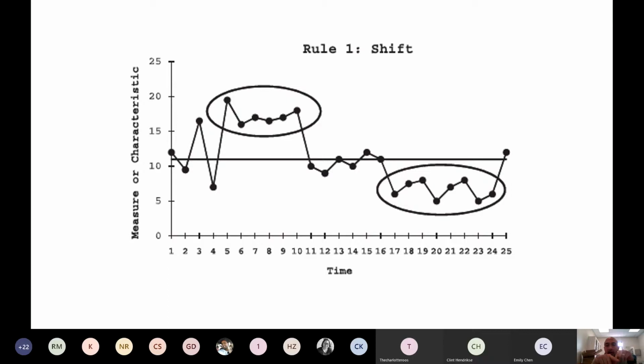The first rule of variation is what we call a shift. A shift means there are 6 values above the median or 6 values below. That means that we have a new median. That means that that is not normal variation. That's actually improvement or not improvement. That's basically what it means.